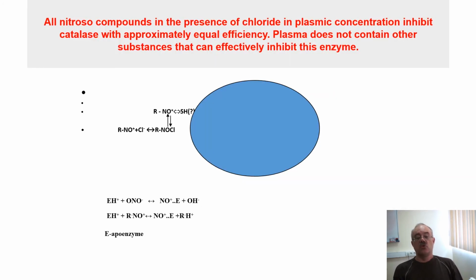All nitroso compounds, in the presence of chloride in plasma concentration, inhibit the enzyme catalase with approximately equal efficiency. Plasma does not contain other substances that can effectively inhibit this enzyme.